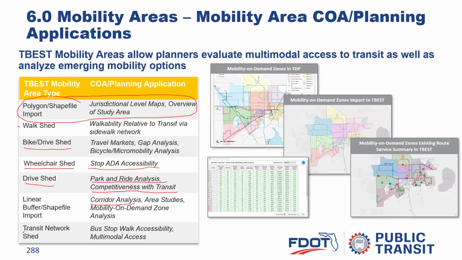And then we have our transit network shed. So bus stop, walk accessibility, and multimodal access to transit. All of that is possible here, lots of tools, lots of ability here to create different geographies and assess those geographies and create reports and maps that would help you along with your service and strategic planning.